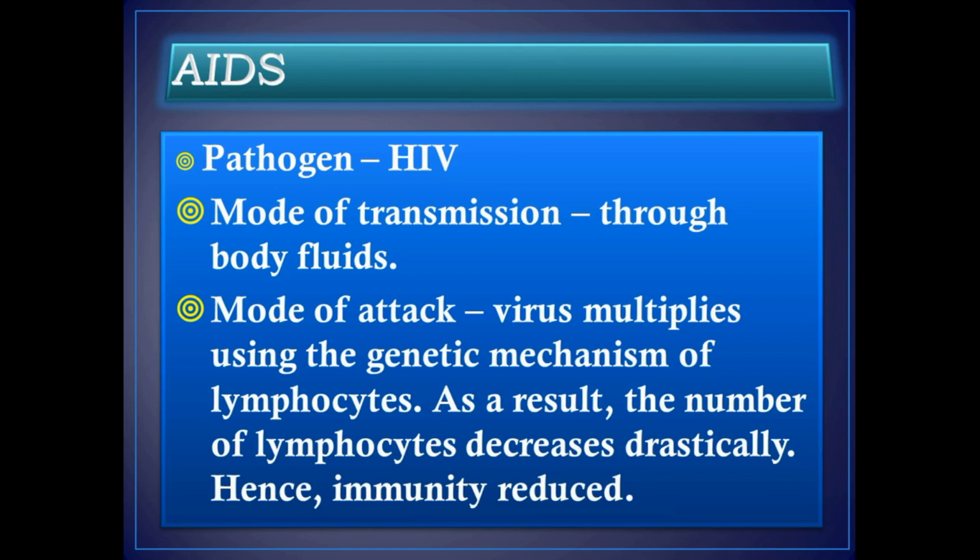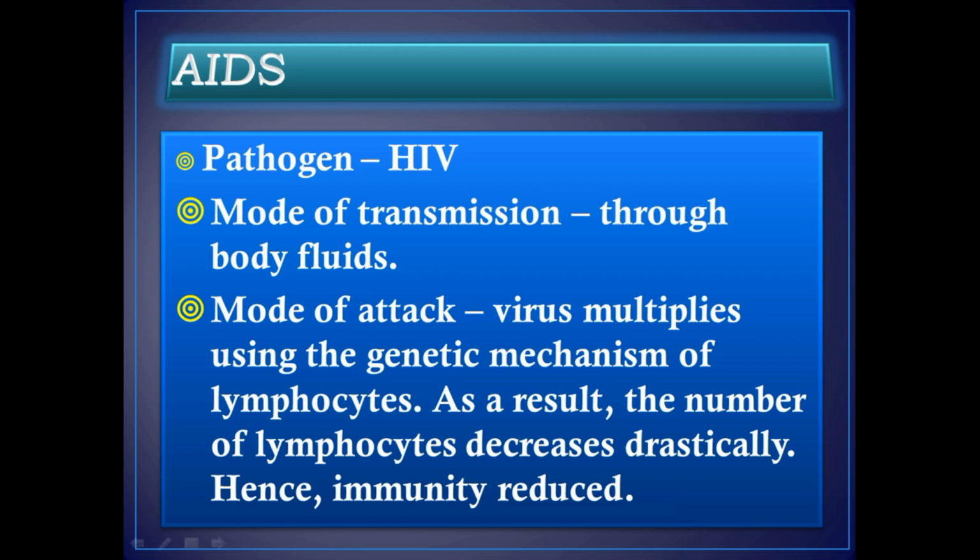Mode of attack: the virus multiplies using the genetic mechanism of lymphocytes. So which cells are prone to the attack of this HIV virus? Lymphocytes. Lymphocytes are among the smallest WBCs, which are the powerful soldiers in our body. They are very active and smart in killing the pathogens which are trying to get into our body. Where this virus attacks, it attacks directly on the lymphocytes. As a result, the number of lymphocytes decreases drastically and hence our immunity is reduced.